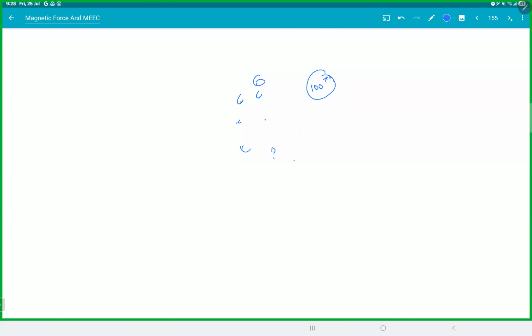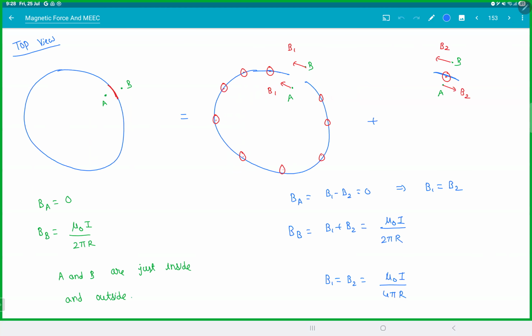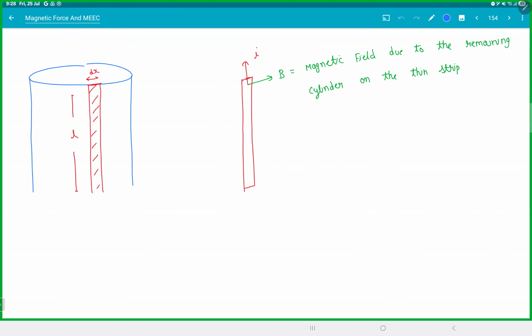Generally, that would have been negligible. But here, the problem that happened was they became equal. That small piece is generating the same amount of field as the entire remaining cylinder. So that can't be neglected. It is a very huge difference. So if you don't do that and solve the question, you'll get double the answer. If you take the B total, you'll get double the answer. So I dL cross B will be the force here. This will be your F. This is your force on the strip.